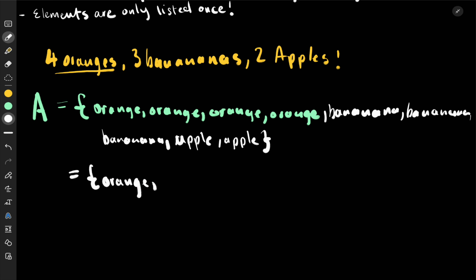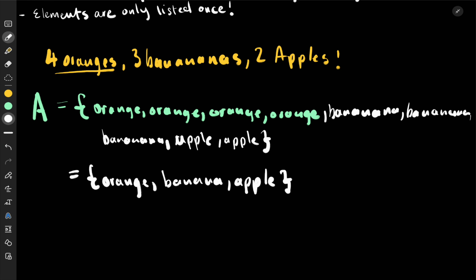Orange, banana, and apple. Because we are not going to count the oranges 4 times. Okay? We are only going to count it as one element. So in other words, in maths, element is not the thing you have as if I have 4 oranges, I would have 4 oranges as different elements. No, but it is more based on the type of object that you had.